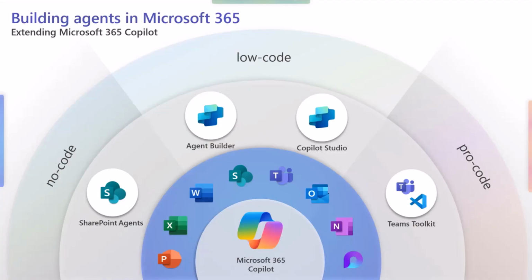And then we have the Teams Toolkit for the pro code options, like we actually saw in the demo today. And then, of course, we have the AI Foundry and Azure OpenAI options on top of that. So it's not just limited to this, but if you think about extending Microsoft 365 Copilot, at a higher level, you could categorize these options in here. Now, we're going to go through the demos.